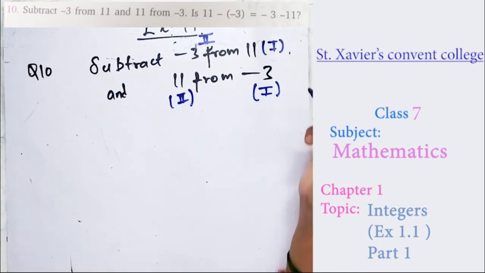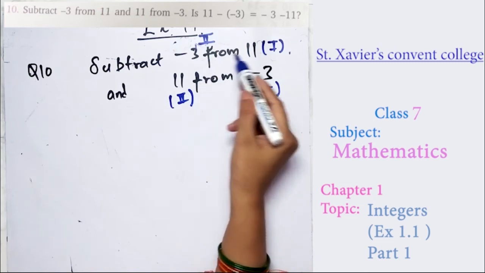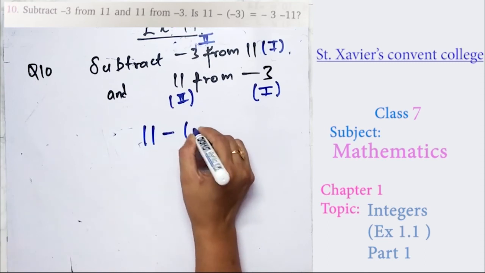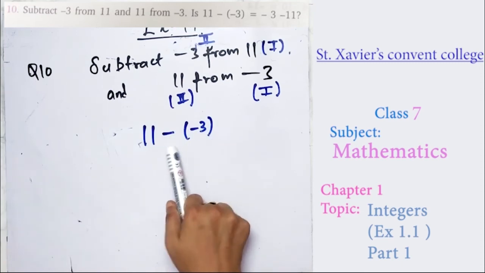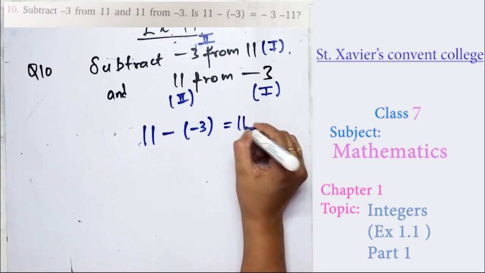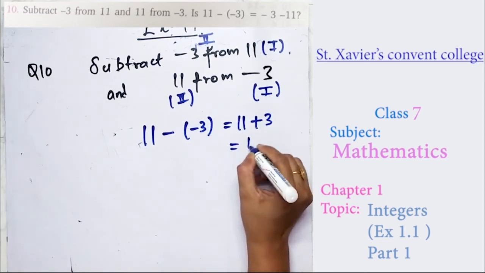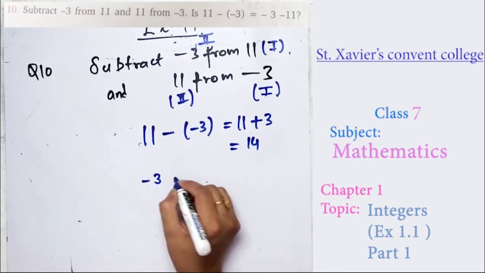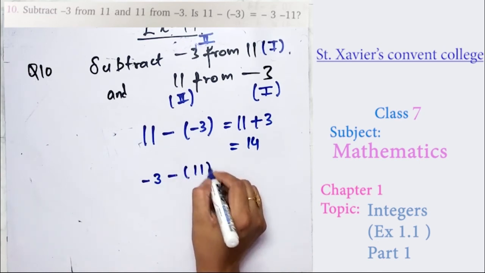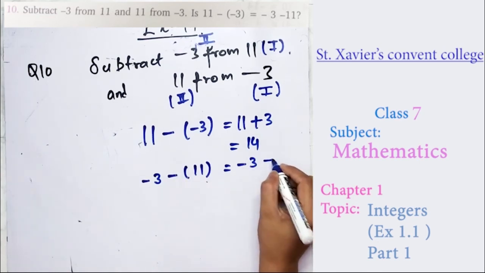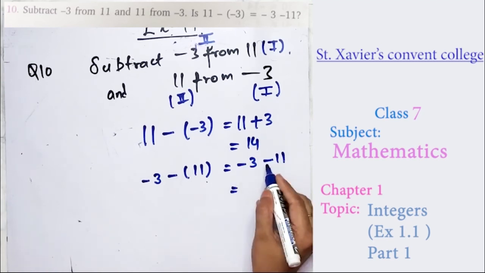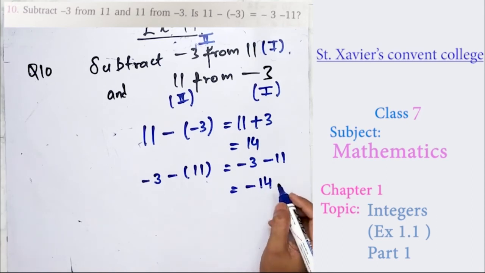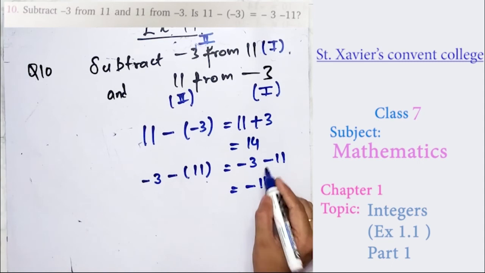So now we are going to deal with this. Subtract minus 3 from 11. So put 11 minus minus 3. Now you have to apply the sign rule here. 11 minus minus 3 becomes 11 plus 3, which gives you 14. Now deal with the second thing, minus 3 minus 11. Minus and minus, you have to add them. That is minus 14. The minus sign is put for the number which is the greatest, that is minus 14.